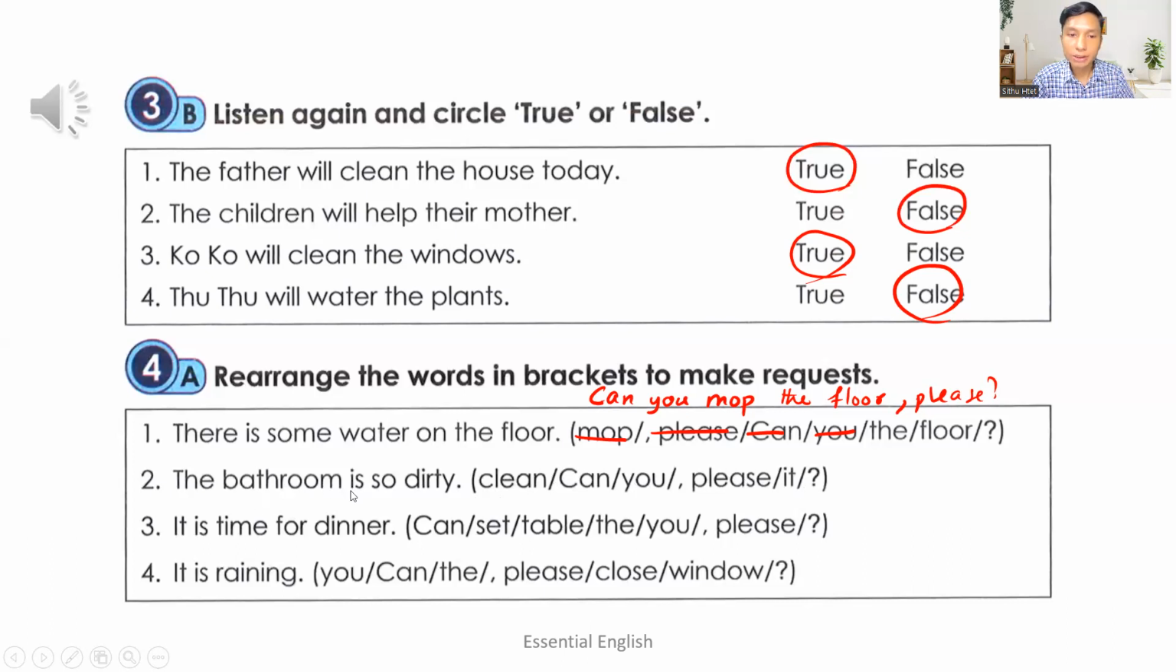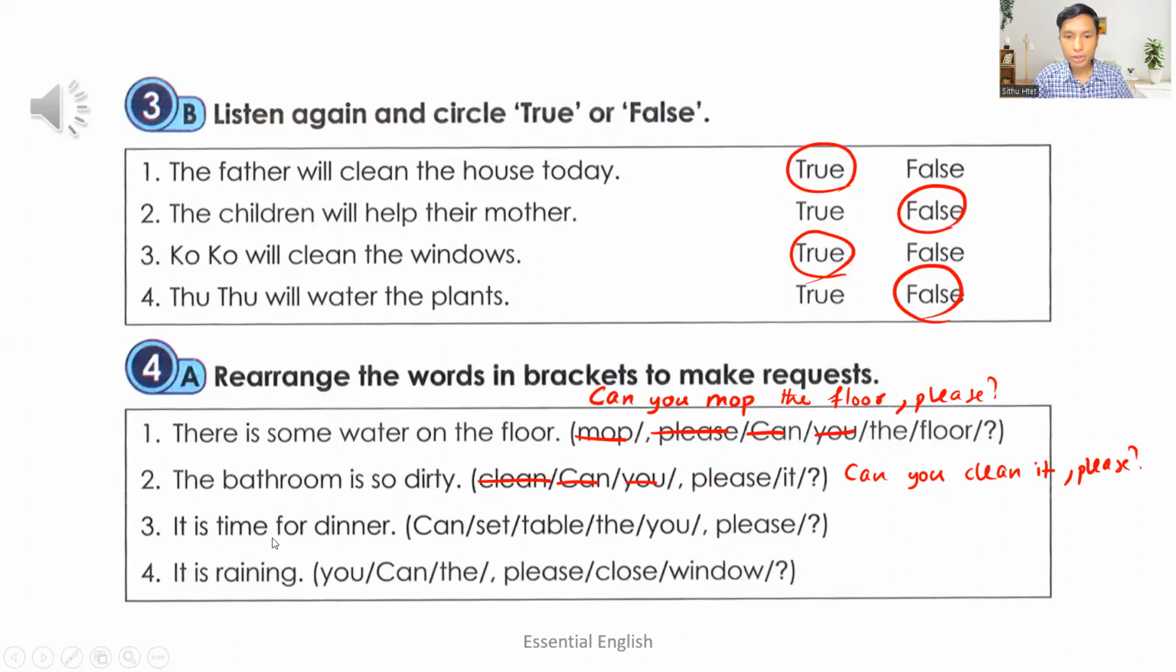Okay. So this is the given situation. If you look at the bathroom, it's dirty. So you need to make a request. So how can you make a request? You have to begin with can you. So you say can you, and you have to use a verb, clean. Can you clean? So what do you have to clean? The bathroom. But here a pronoun is used. Can you clean it? And please use please at the end of the sentence. Can you clean it, please?